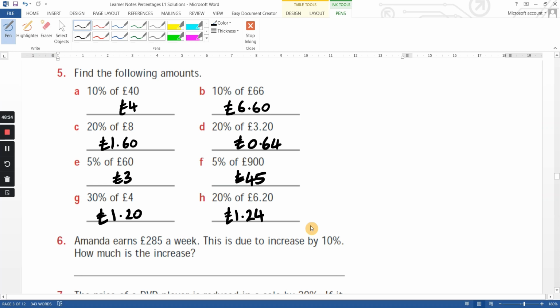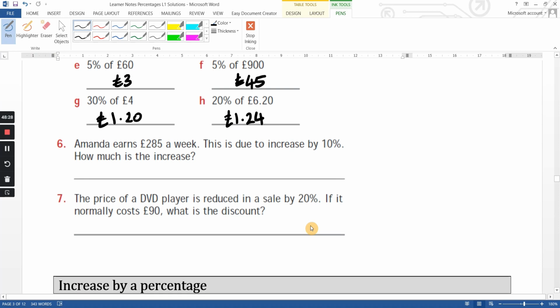Yep. And next one, Amanda earns £285 a week. This is due to increase by 10%. How much is the increase? So we just want to work out 10% of 285, so it's 285 divided by 10 if you want to show your working out. Just move the decimal point back, you'll get £28.50. Yeah, don't forget the 0 on the end.